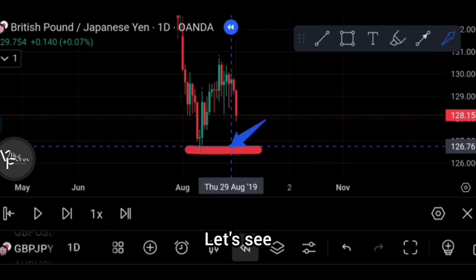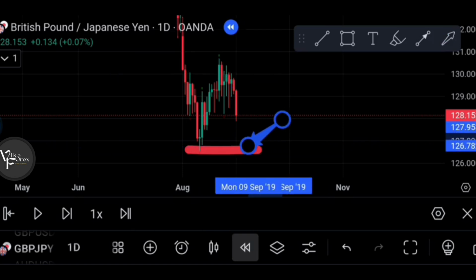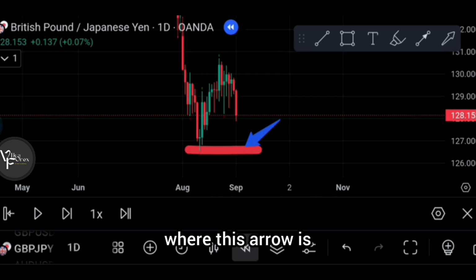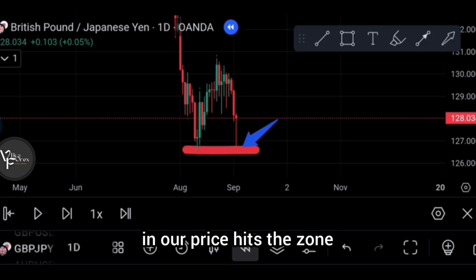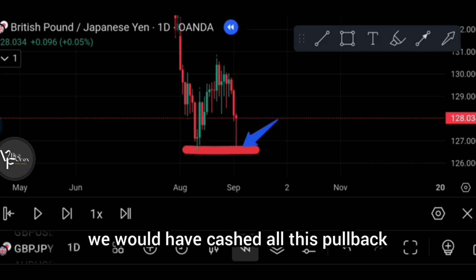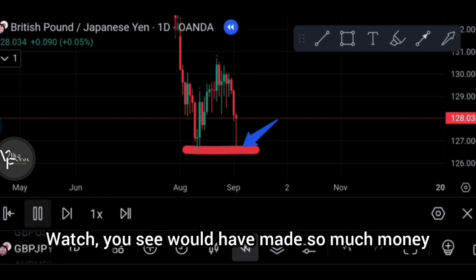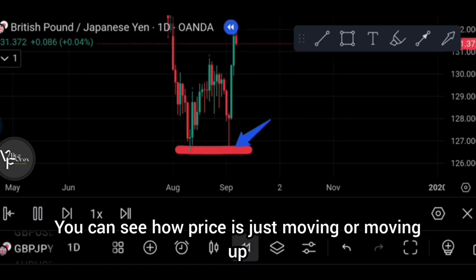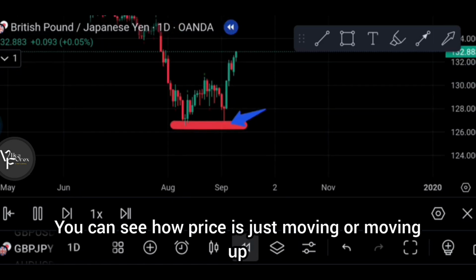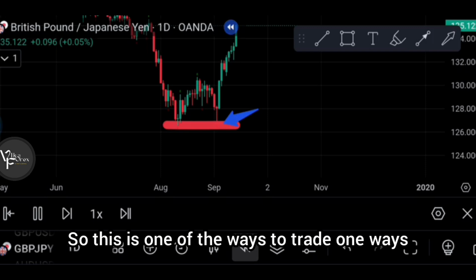Okay, let's see how this plays out. Once price gets to this zone where this arrow is, we'll be ready to buy. So let's see how this plays out. Now price hits the zone and did what? Retraced back. So if we had bought once price hit the zone, we would have caught all this pullback and even made more money. Watch, you see, we would have made so much money. You can see how price is just moving up. Okay, so this is one of the ways to trade.